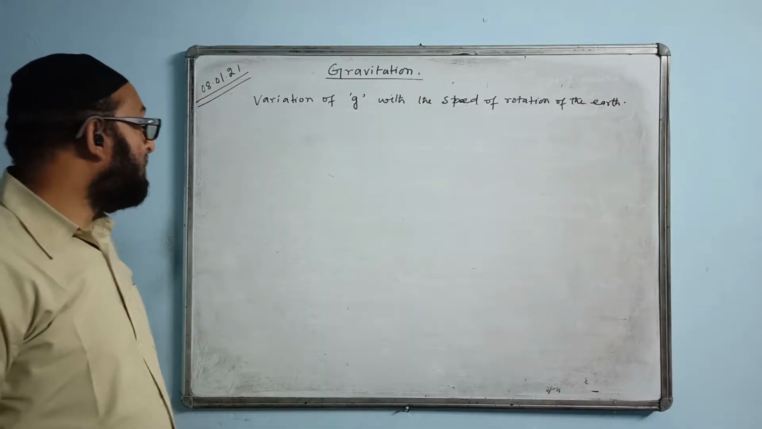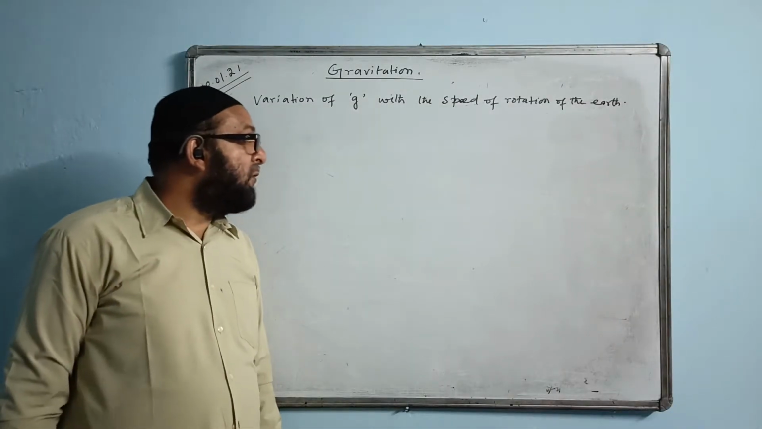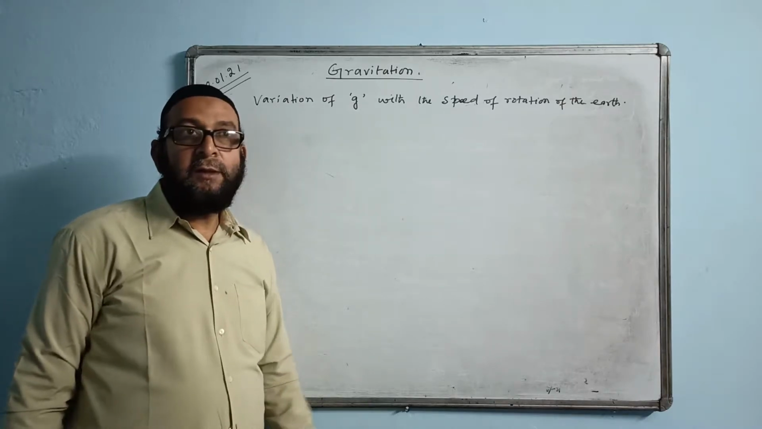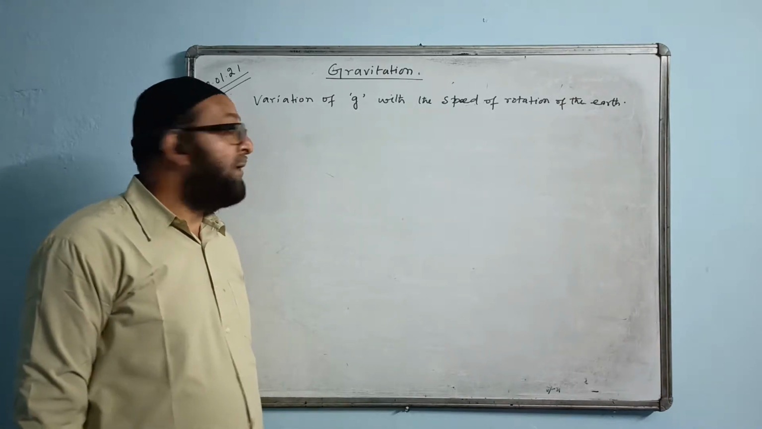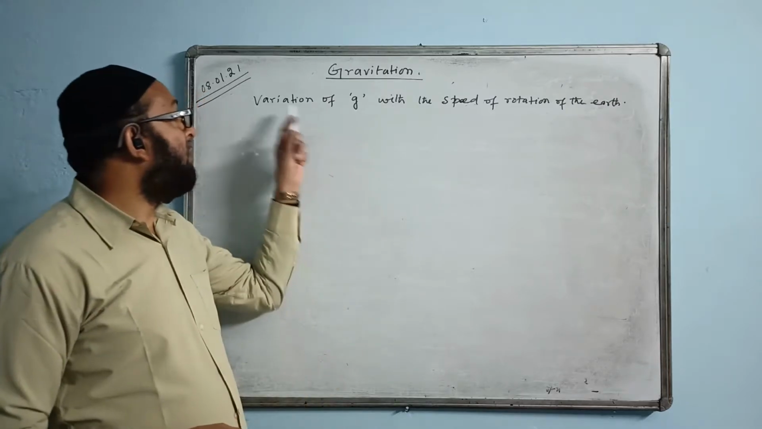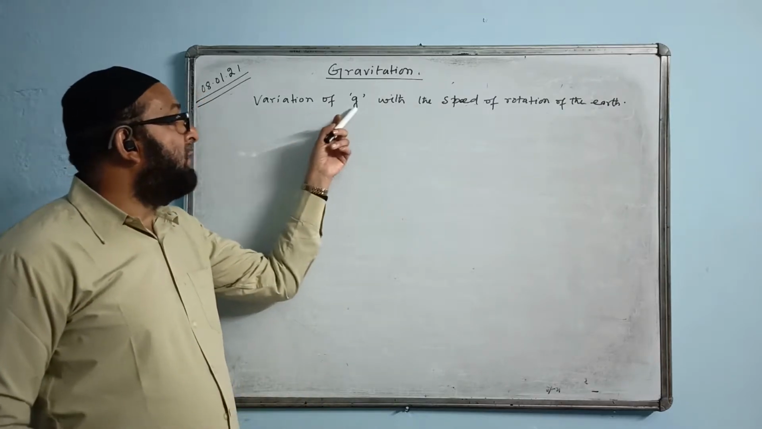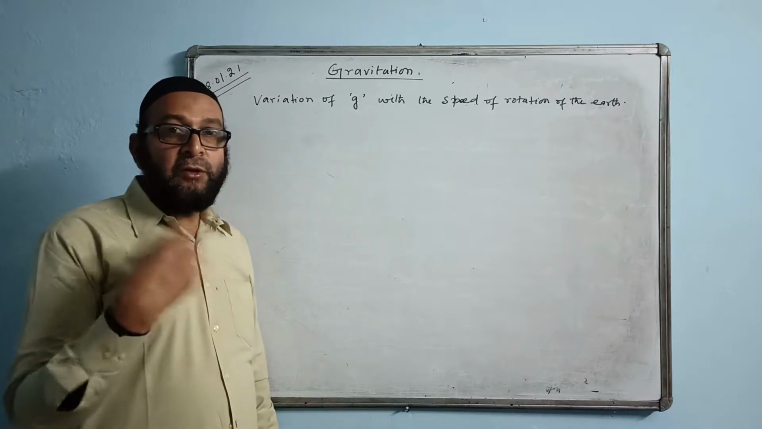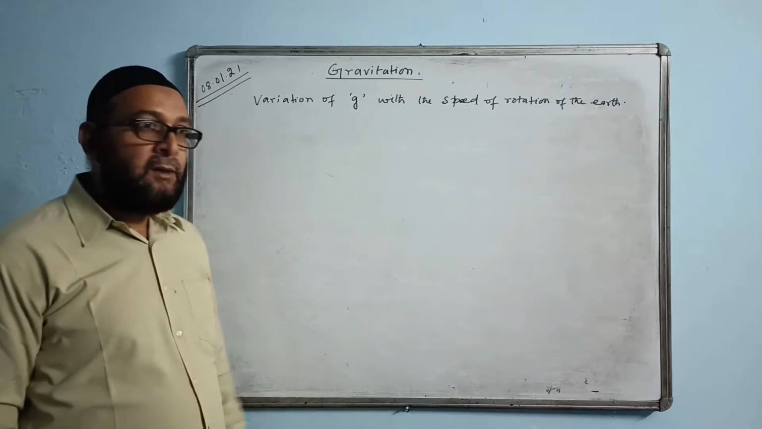Today our topic is the variation of g with the speed of rotation of the Earth. Yesterday we had done the variation of g with altitude and with depth. Today we are doing, as I told yesterday, how the value of g varies with the speed of rotation of the Earth. Let us see how it varies.